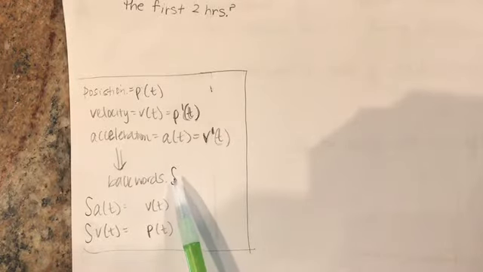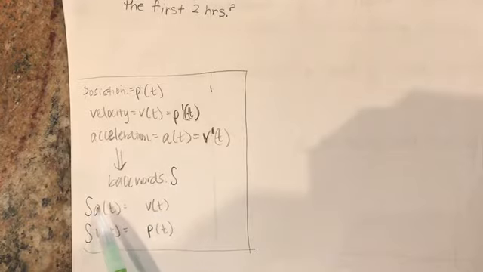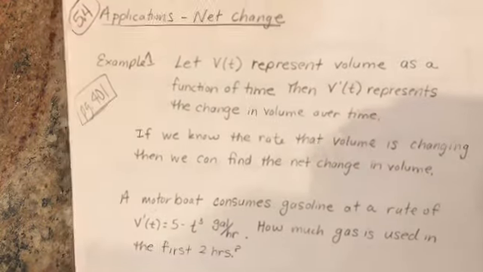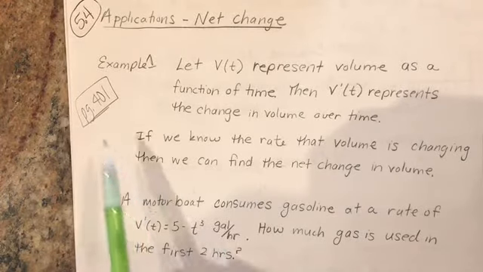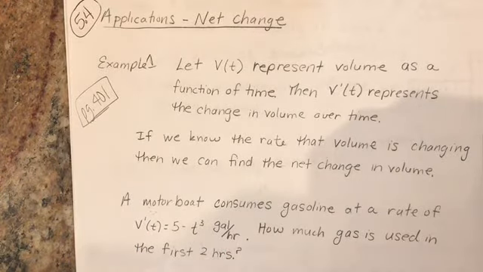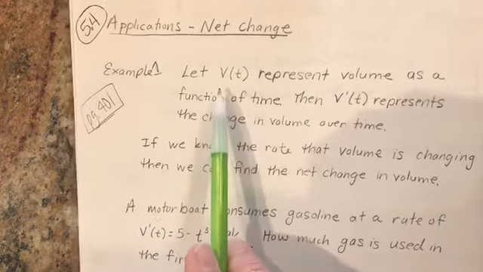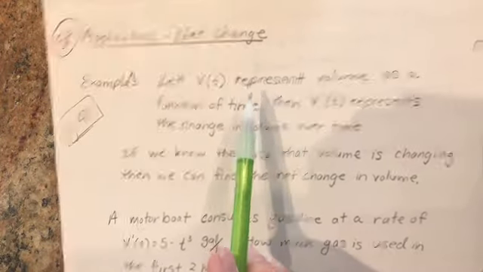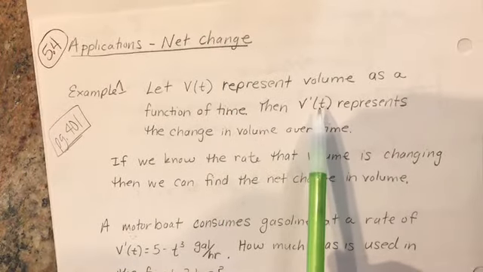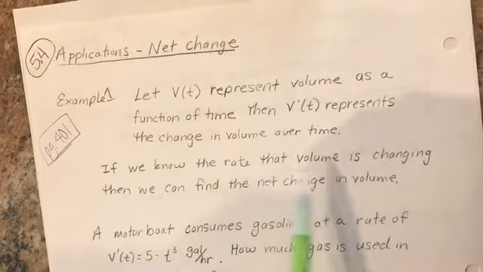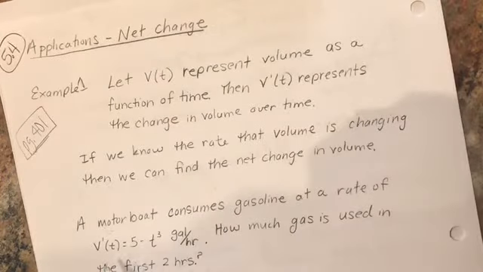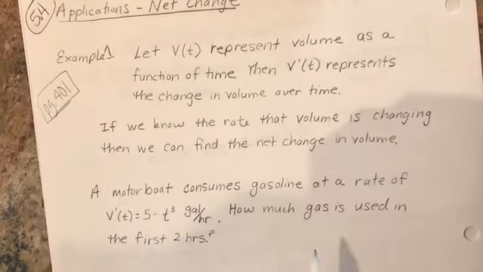So if you want to find velocity but you have acceleration, you'd integrate acceleration to find velocity, or you'd integrate velocity to find position. So let's look at this example. This is on page 401 in your book, so you can look at that as well. They said V(t) is volume, but this is the change in volume. We know the change in volume right here, but we're trying to figure out the volume, how much gas was used in the first 2 hours of this motor boat.